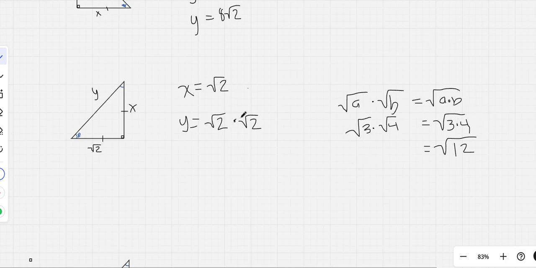So here we have y equals the square root of 2 times the square root of 2, which is simply just 2. Alright. Another rule of thumb, the square root of x times the square root of x is equal to x. Alright. Let's move on.